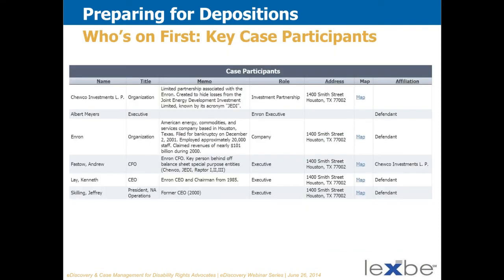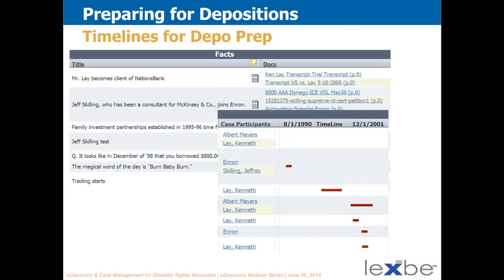Another area of the program is getting ready for your deposition. The documents don't win the case, or at least the production of them, but facts do. So the facts and evidence. This allows you to identify who the key players, or what we call case participants, are in a case and show how they relate. These are individuals, organizations, parties. Get information about them, and then tie them back into your evidence with timelines.